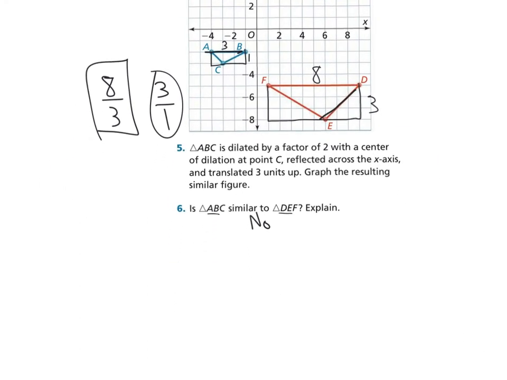We could just say it by saying that the side lengths would not be proportional. That would be one way of looking at that.